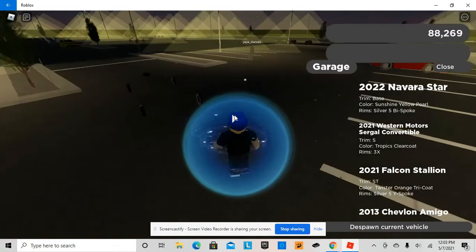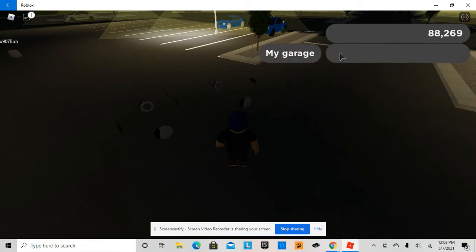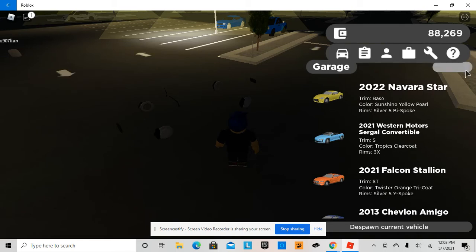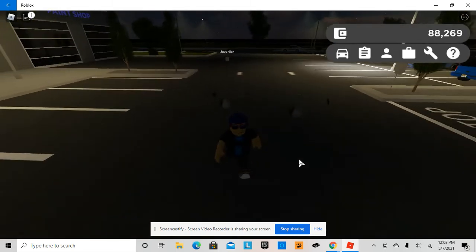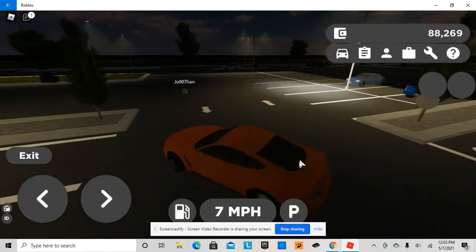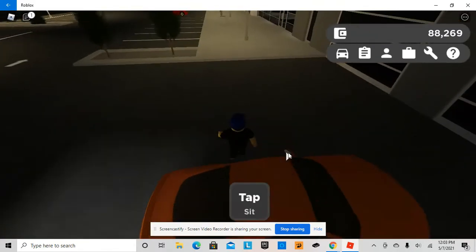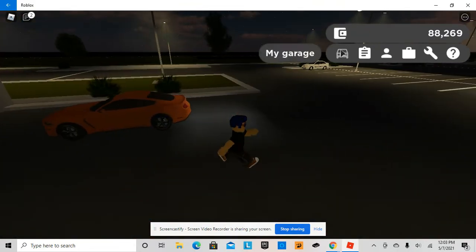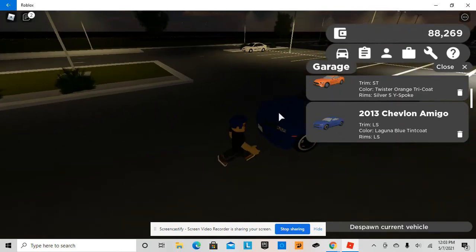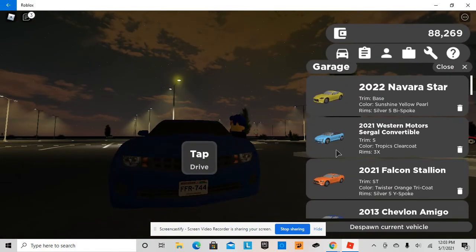This is one kid. First, we have my 2021 Falcon Stallion. Should load here in a minute. And it's super fast. But there that is. And we have my Jeffron Amico. This thing is like the same speed as this one.